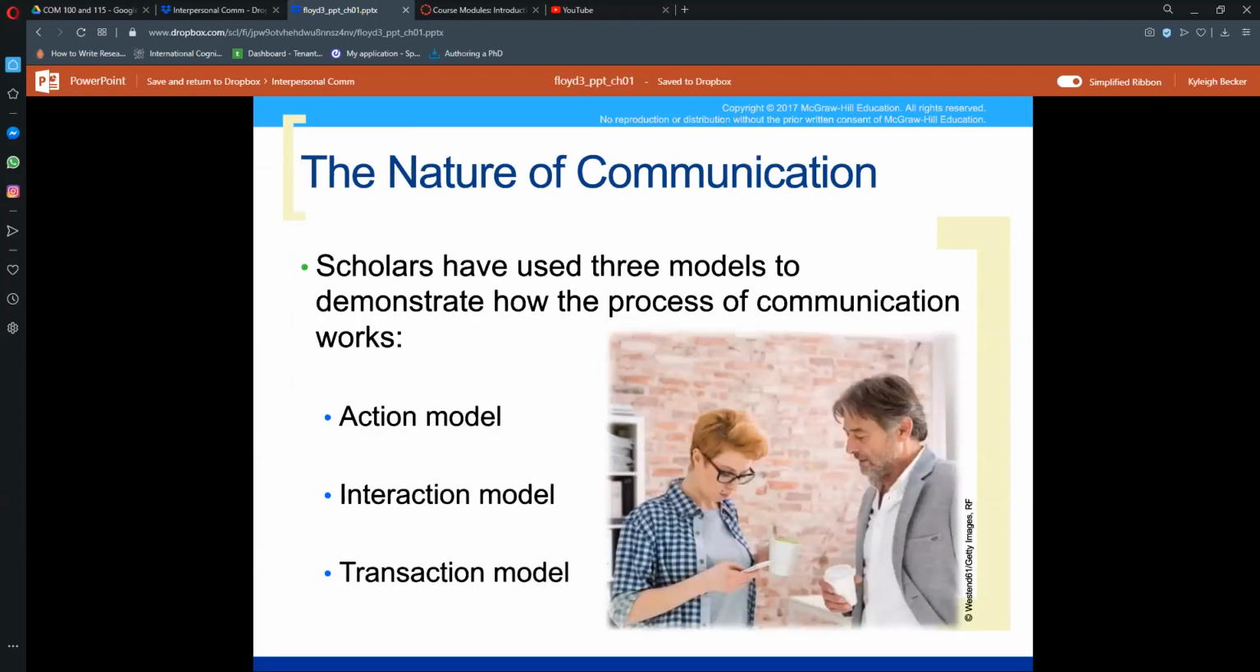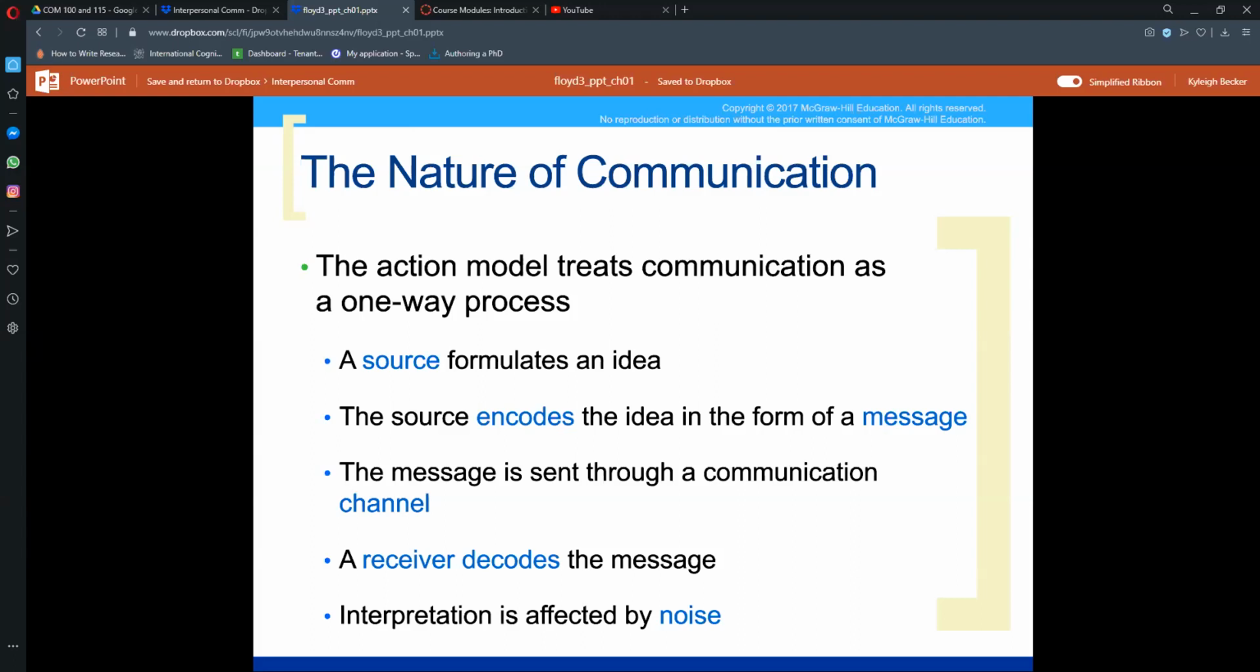The nature of communication. So there are 3 models that scholars have used to show how communication works. The action model or the linear model, the interaction model, and then the transaction model. Typically, we use the transaction model nowadays because the action and interaction models are a bit outdated, but I'll talk about them briefly. So the action model says communication is a one-way process, hence being linear.